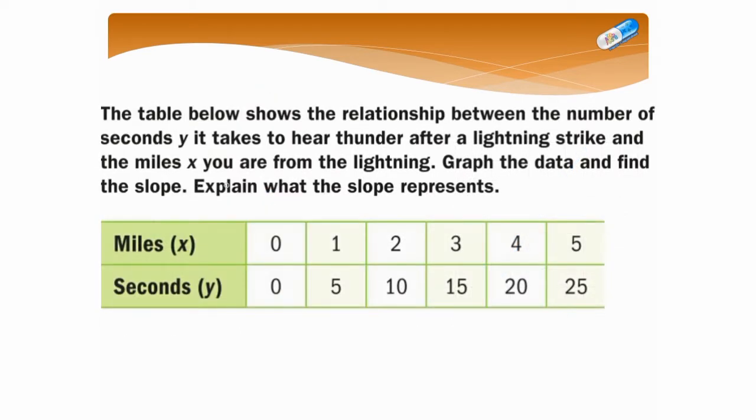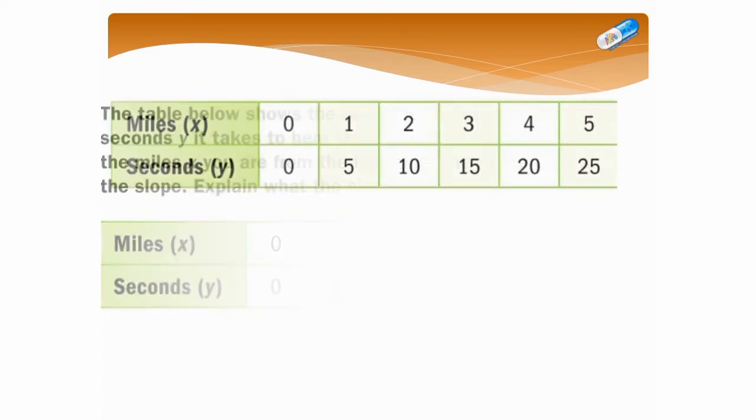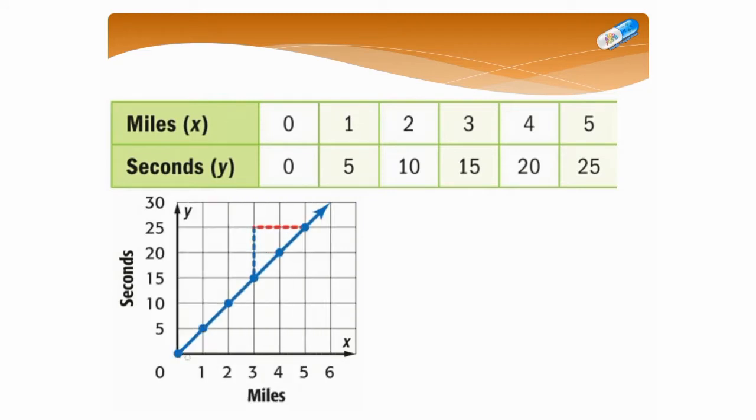An example. The table below shows the relationship between the number of seconds y it takes to hear thunder after a lightning strike and the miles x you are from the lightning. Graph the data and find the slope. Explain what the slope represents. So here is the table and we want to graph it first. So we're going to graph it like this. Here's the points (0, 0), (1, 5), (2, 10), (3, 15), (4, 20), and (5, 25). This is the graph.